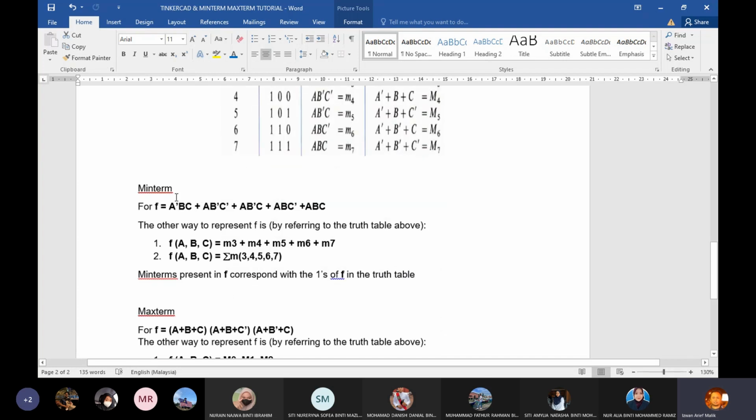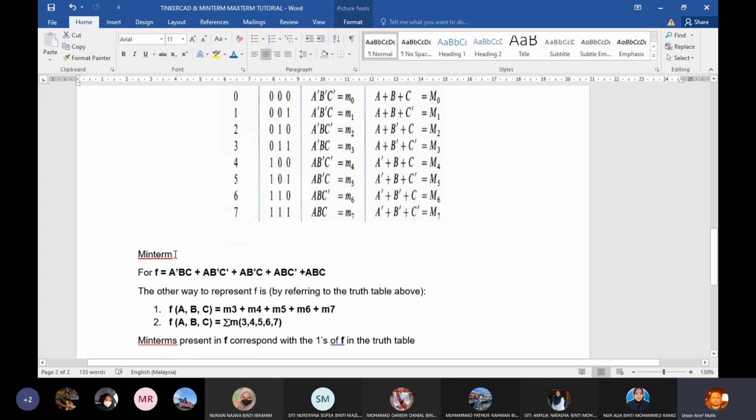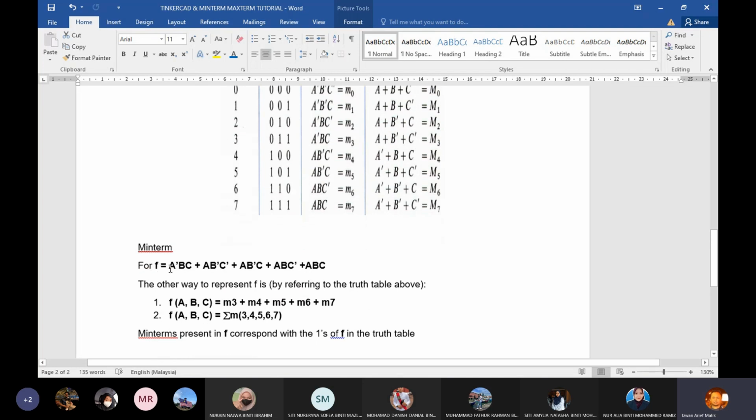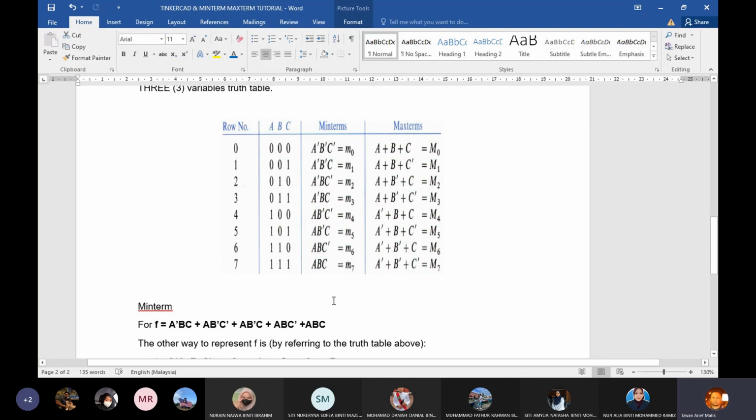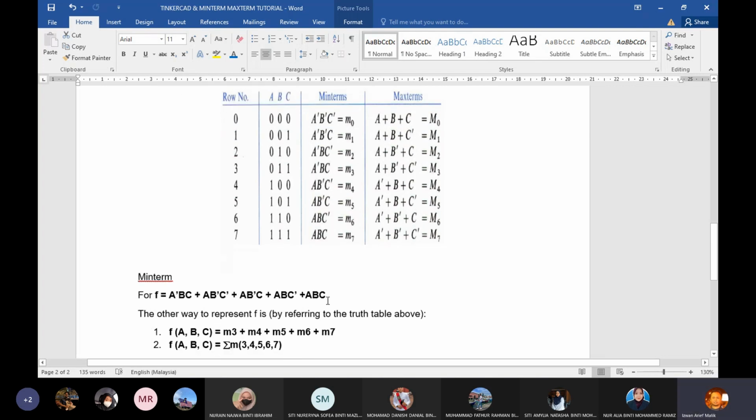Okay. So for Minterm, if you have an equation something like this, F equivalent to A bar B C plus A B bar C bar plus A B bar C plus A B C bar plus A B C. Okay, so sebenarnya yang ini you can represent them by using the Minterm for your boolean expression ni lah.